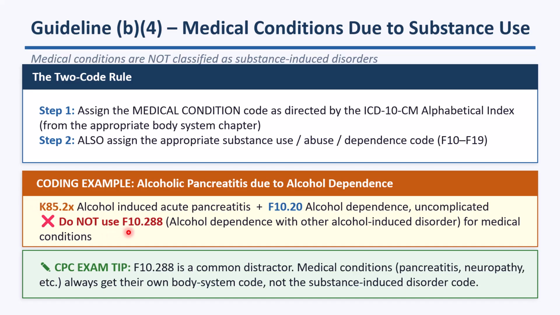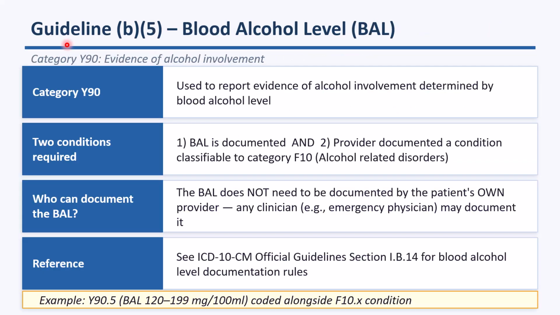Here, do not use F10.288, that is alcohol dependence with other alcohol-induced disorders, for medical conditions. On the CPC exam, one of the choices will often be F10.288. That is a trap. The code is not appropriate for medical conditions. Medical conditions get their own body system code. Guideline B5 covers blood alcohol level coding using category Y90.